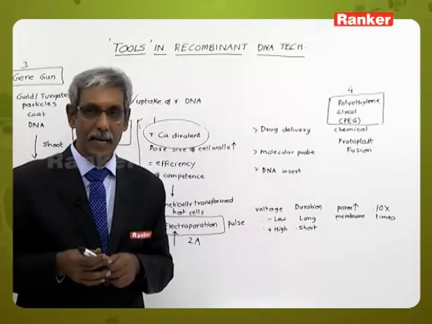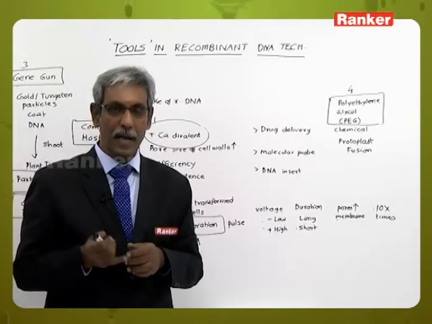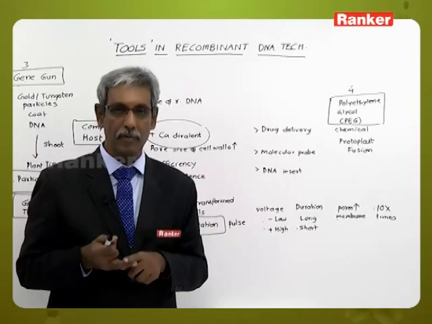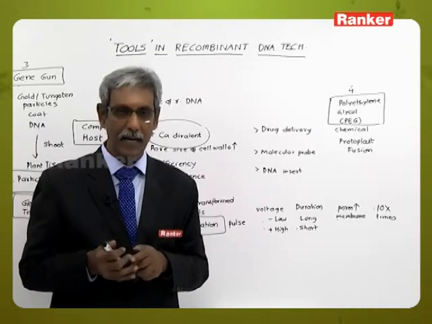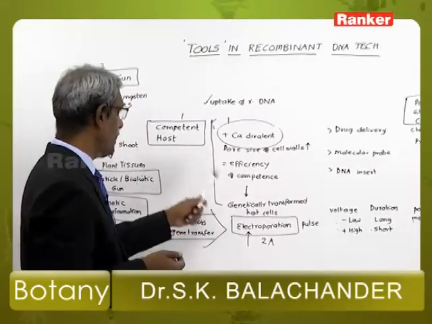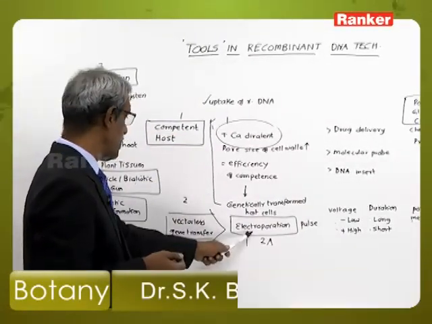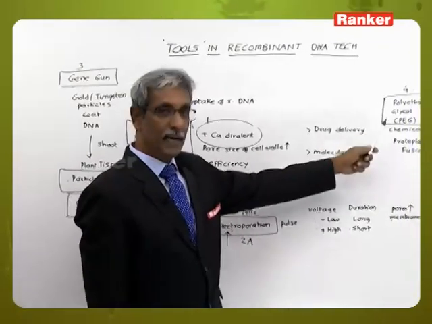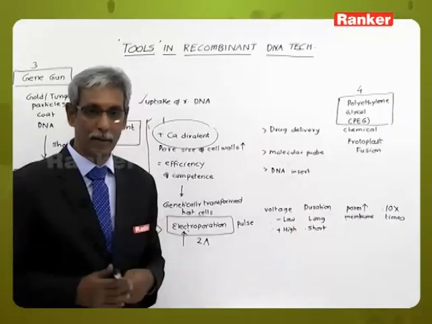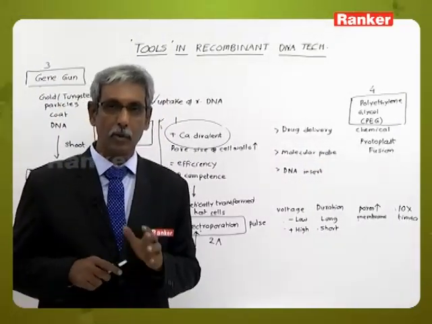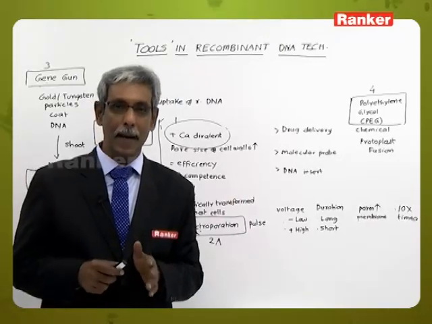So, we have understood the competent host, and the different methods by means of which a foreign DNA can be taken up are put in the form of a map over here. We have electroporation as one method, the ballistic particle gun method, and also polyethylene glycol as one of the methods. So, this way we finish off the tools which are used in plant biotechnology.